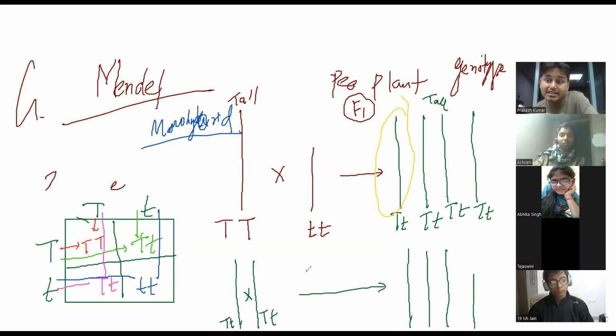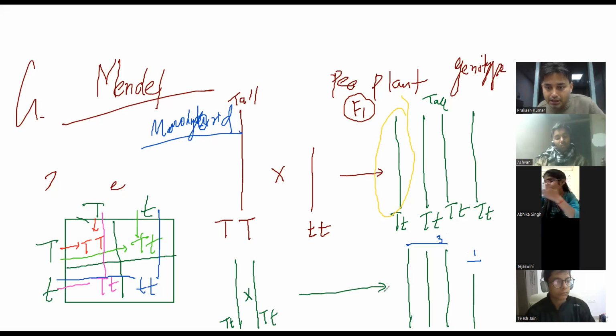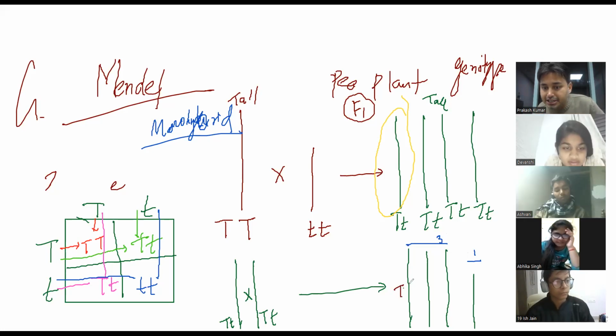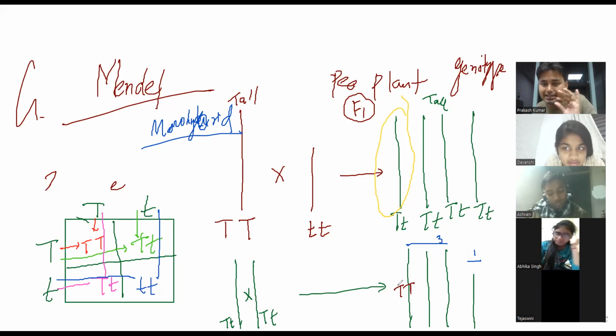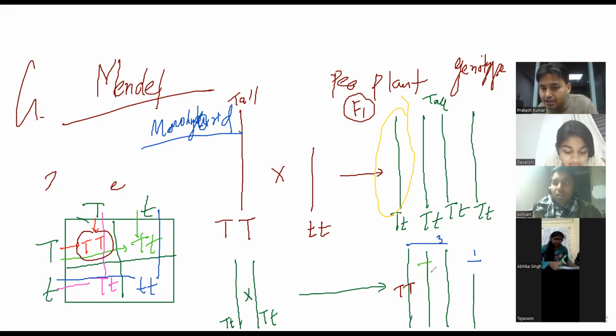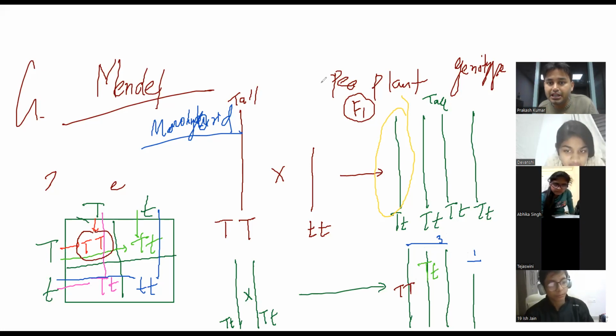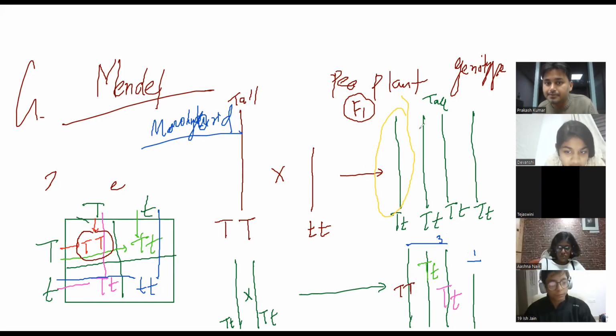So now अभी नेक्स्ट जनरेशन में क्या हुआ? फेनोटाइप is 3:1 दिखने में, but genotype, if I talk about genotype, it will be 1:2:1. हाँ, क्या है बात करते हैं, capital T, ये फर्स्ट वन, then the next will be capital T, small t, then the next will be small t, capital T, and the last one is small t, small t.